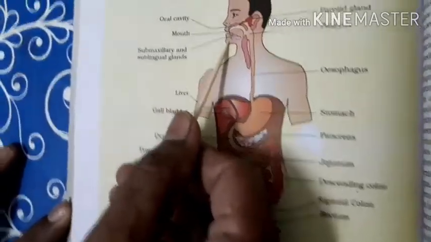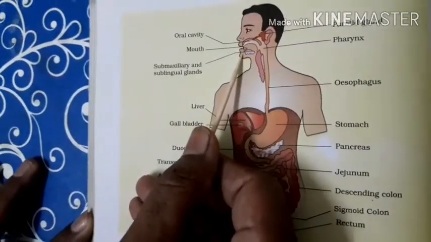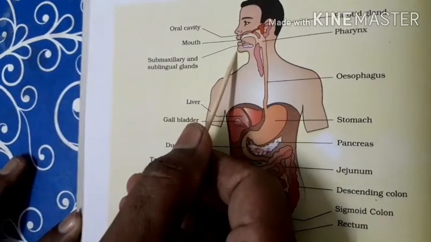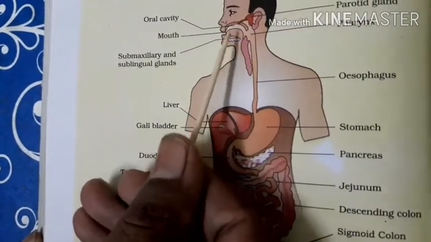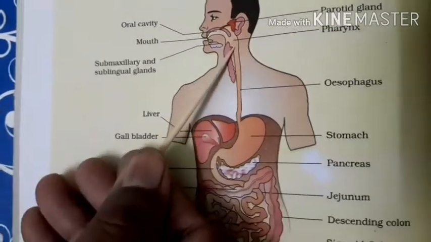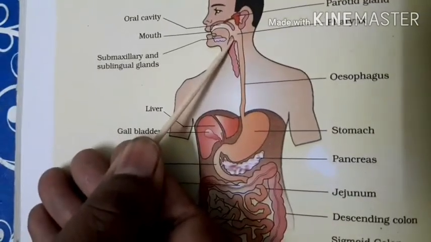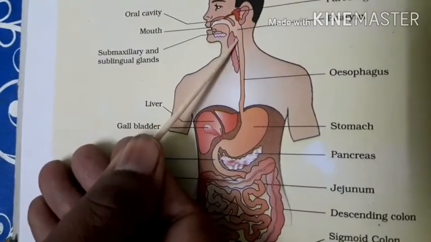And the salivary glands secrete the juice called salivary amylase. It contains the enzyme called salivary amylase. This salivary amylase will act here. Right? Then the partially digested food now passes through the food pipe here. You can see the food pipe here. Through the food pipe, the food is passing here.